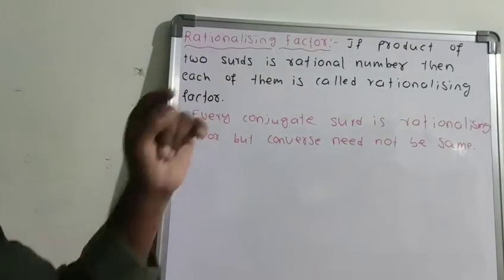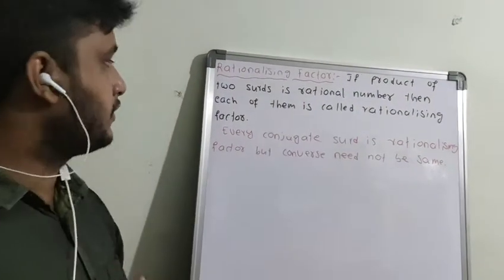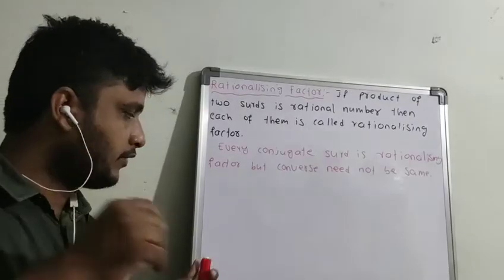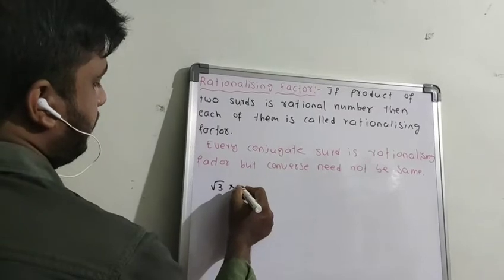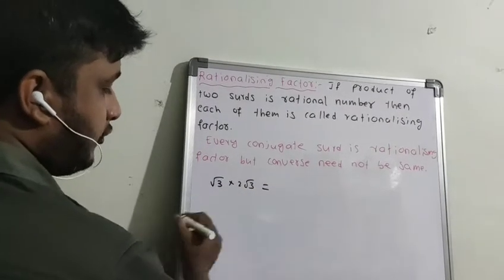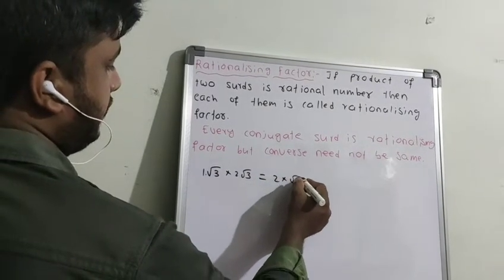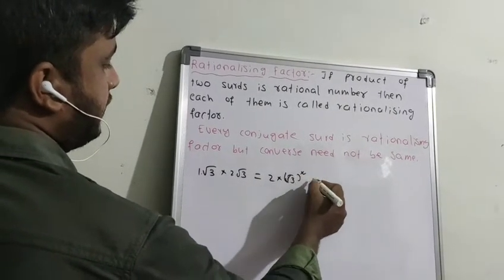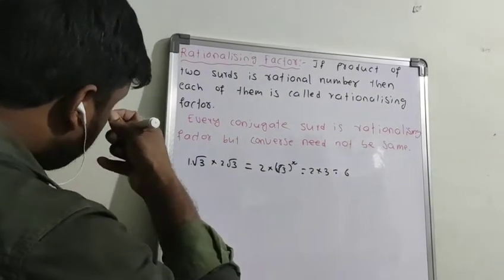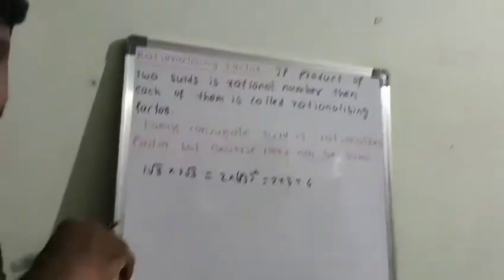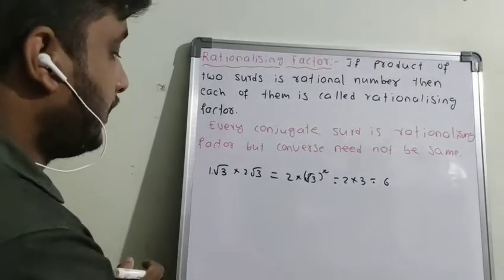Coming to the rationalizing factor: if a product of two surds is a rational number, then each of them is called a rationalizing factor. For example, root 3 is there. I am multiplying with 2 root 3. So if you multiply 1 into 2 root 3 into root 3, the whole square, the square root gets cancelled. 2 into 3 equals 6. The product of two surds is a rational number, so each of them is called a rationalizing factor.